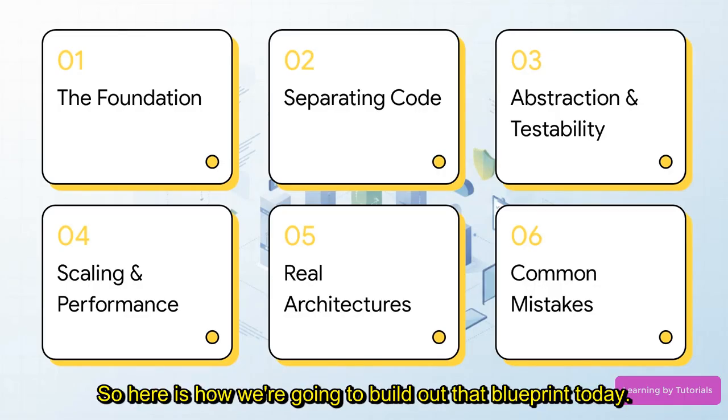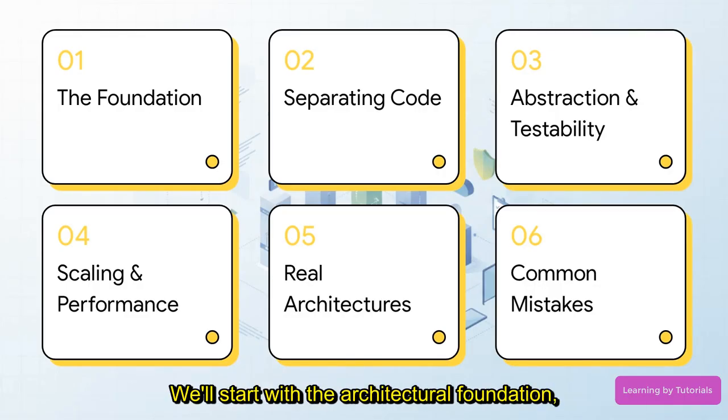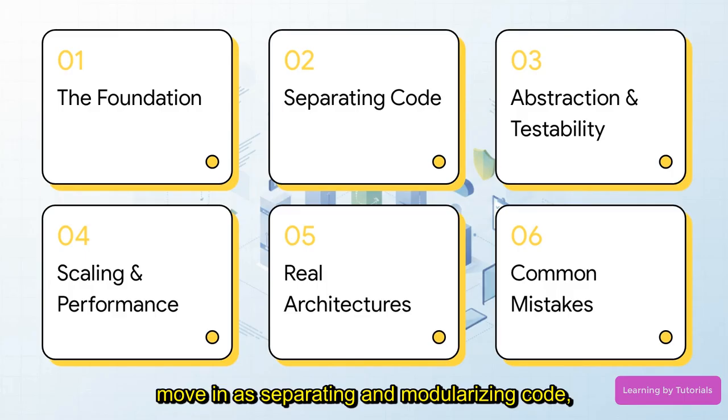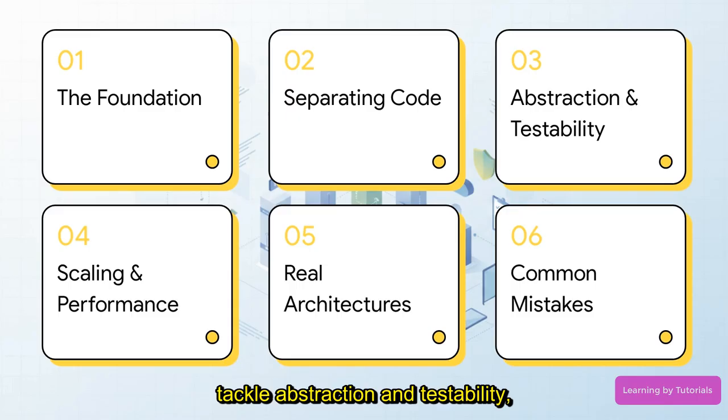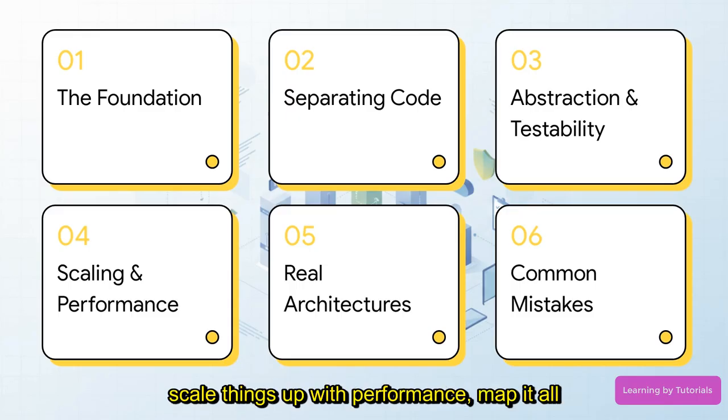So here is how we're going to build out that blueprint today. We'll start with the architectural foundation, move into separating and modularizing code, tackle abstraction and testability, scale things up with performance, map it all to real-world architectures, and finally, look at some common mistakes to avoid.